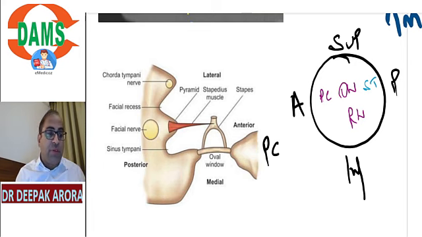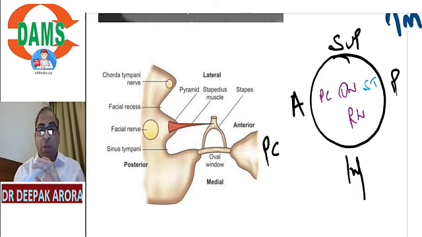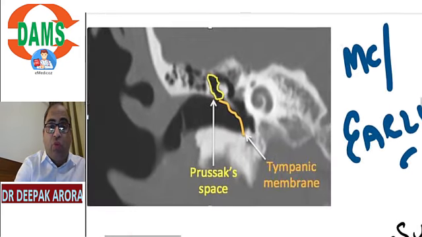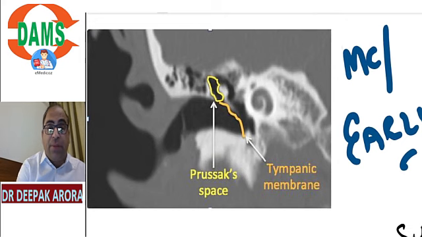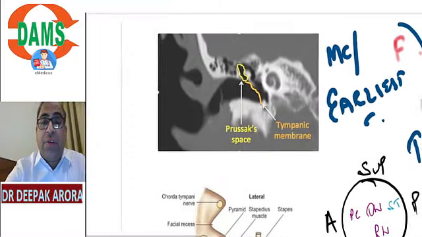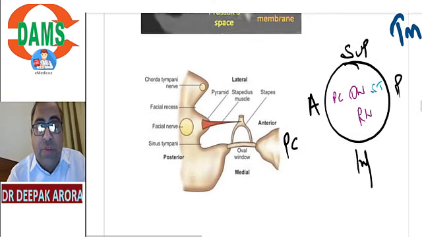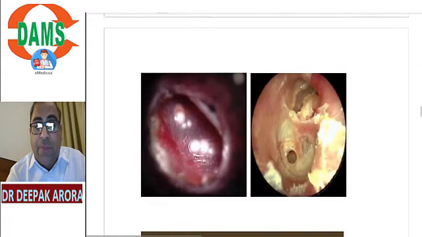Now coming to one of the queries, Dr. Divya: epitympanum is Prussak space. False statement. Prussak space is a part of the epitympanum is true. This is the complete epitympanum. This complete area is epitympanum, out of which a small segment, which is between the head of the malleus and pars flaccida, is Prussak space. So Prussak space is a small part of the epitympanum is a true statement. Clear?